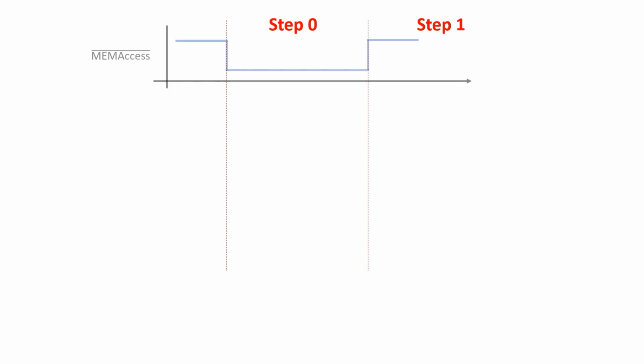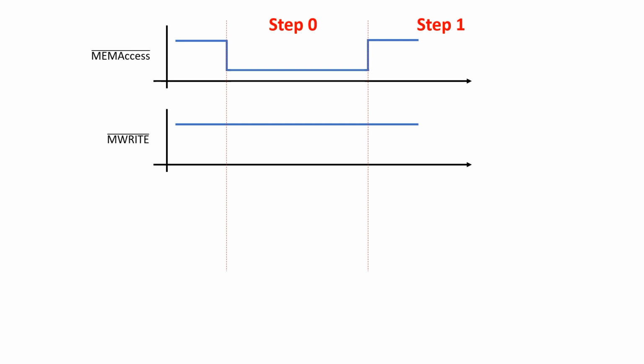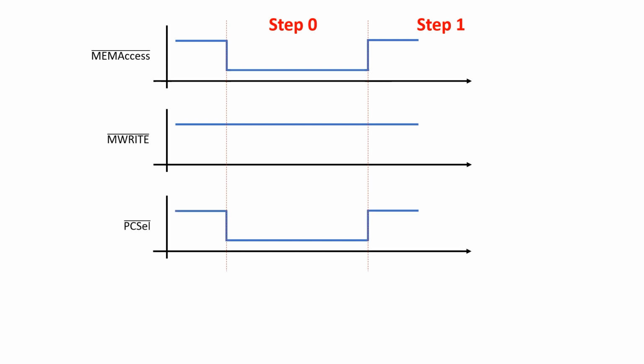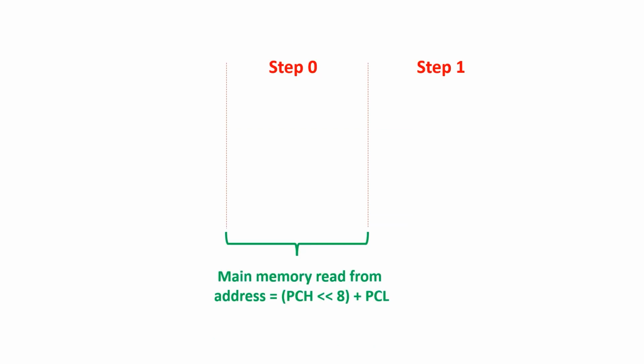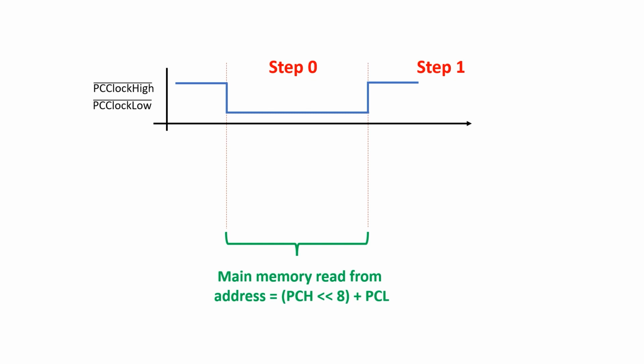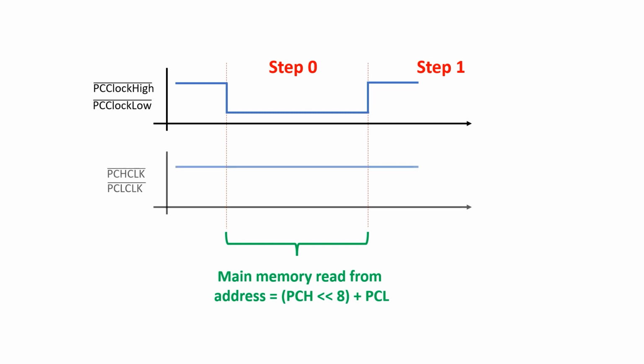During step 0, memory access goes low but memory write stays high, and PC select goes low as well. This means we do a main memory read from the address in the program counter. At the same time, PC clock high and PC clock low both go low, while PCH-CLK and PCL-CLK from the decoder both remain high. This means that the actual increment occurs at the end of the instruction on the positive edge of the upper two signals. This means PC clock high and PC clock low should both be high in step 1.